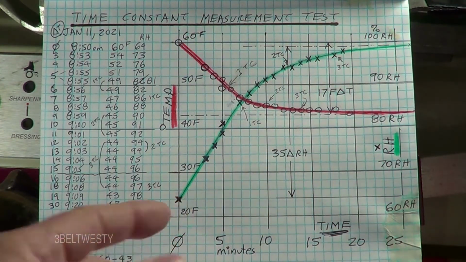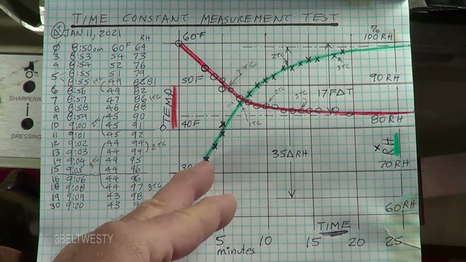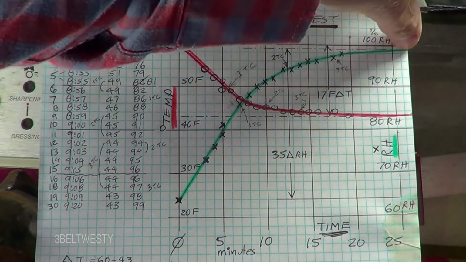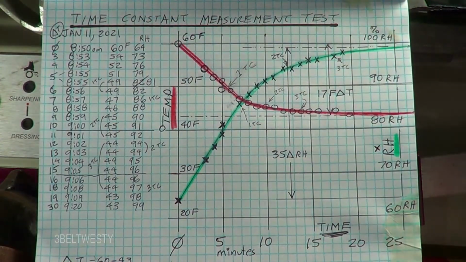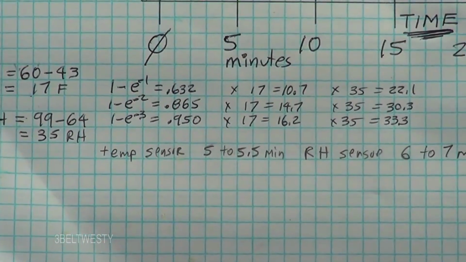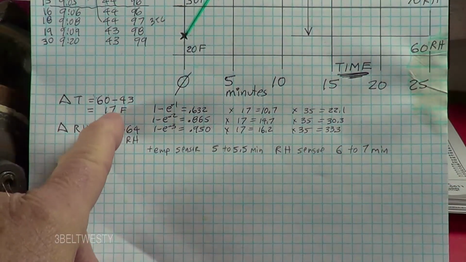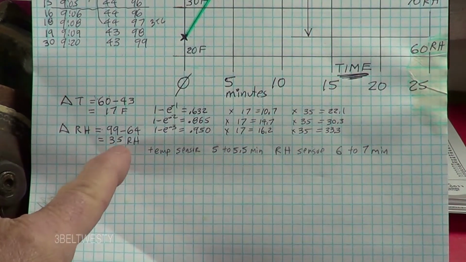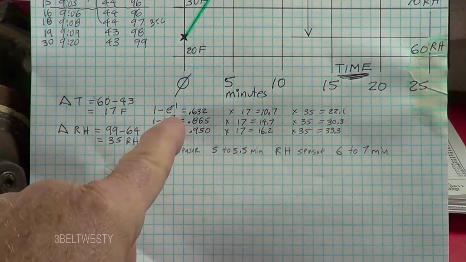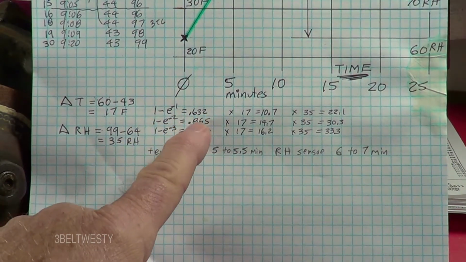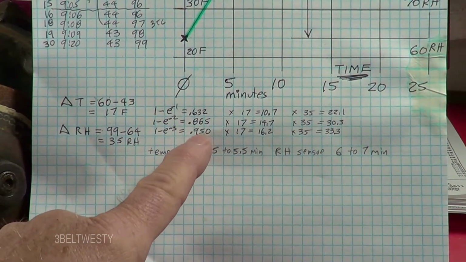With a first order system, it goes linear up here like this, then it tends to taper off, and then it goes to the final value. Down over here I've got some little calculations. Total delta T was 17 degrees F. Total RH difference was 35%. And then 1 minus e to the minus 1 is 63%, then 86.5%, and 95%.